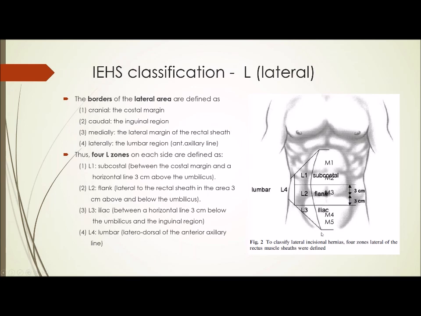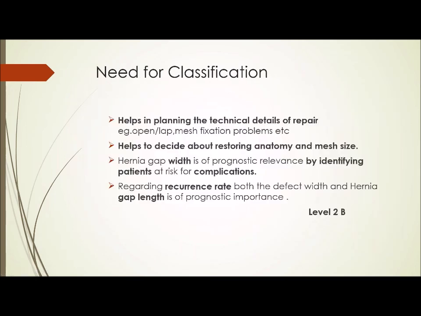So the fixation becomes a problem. Here, what's the problem? The whole of the pubic bone. So how do you fix it? Can you apply a suture? You can't. You have to tack it. So these are the technical problems. Based on this, you can easily identify what problems you're going to face in your surgery. It also helps to decide about restoring the anatomy and the mesh size. Can you restore the anatomy or not? And what mesh size are you going to use?